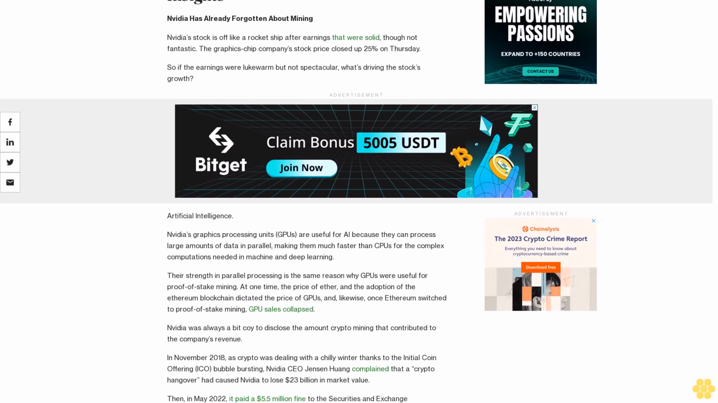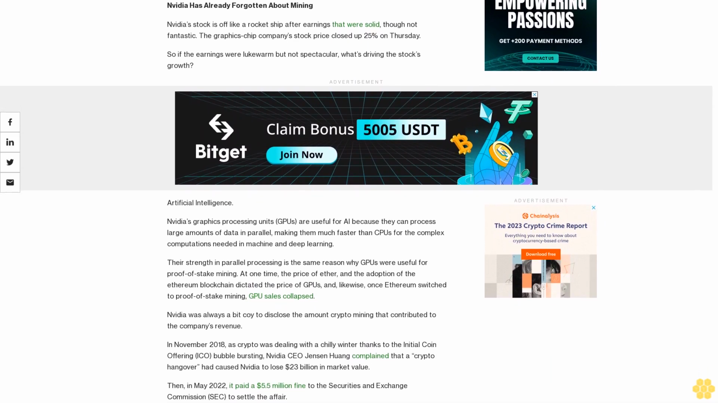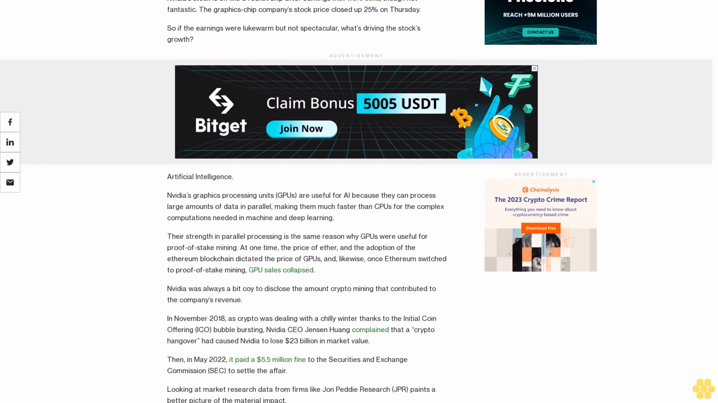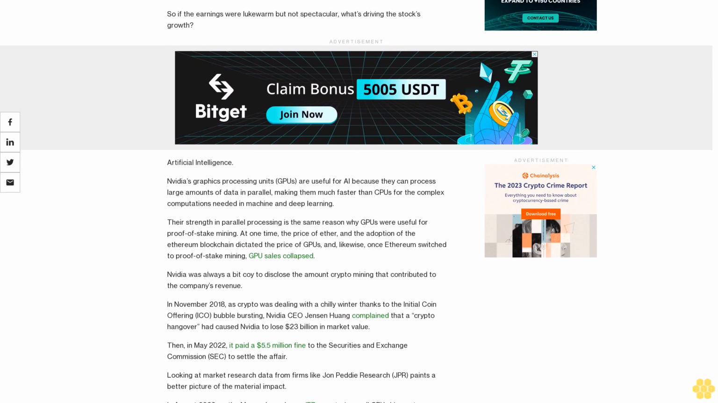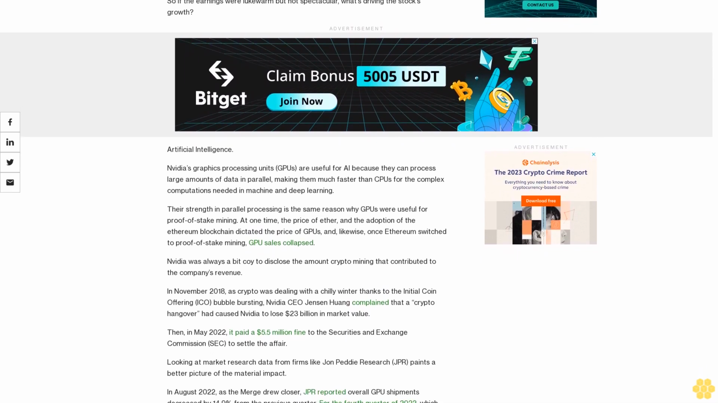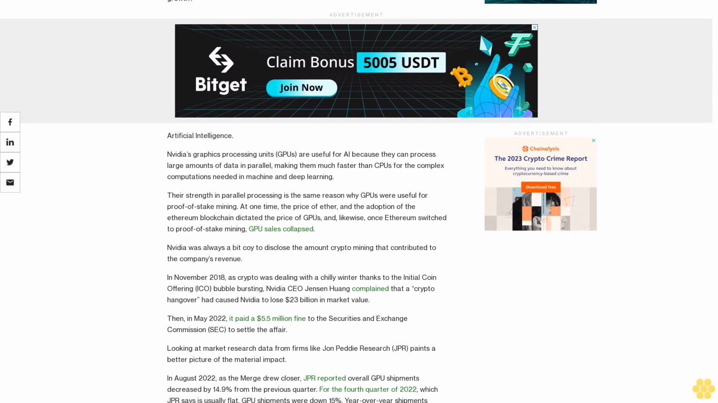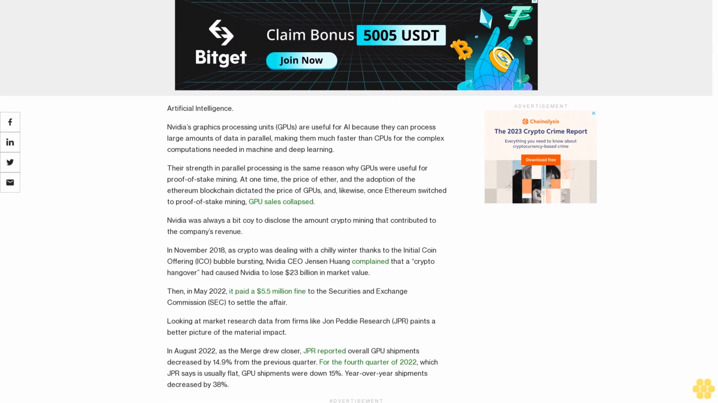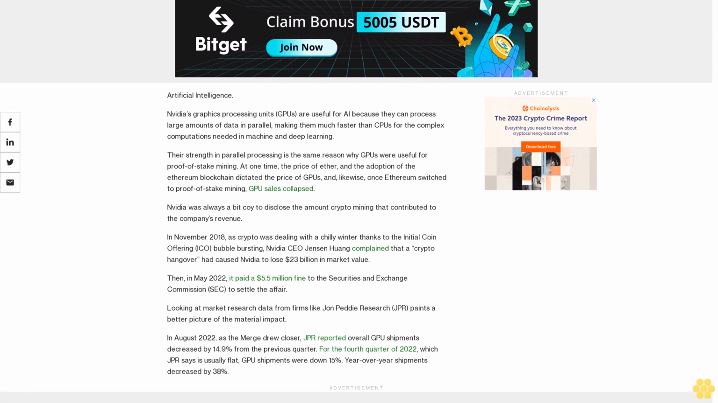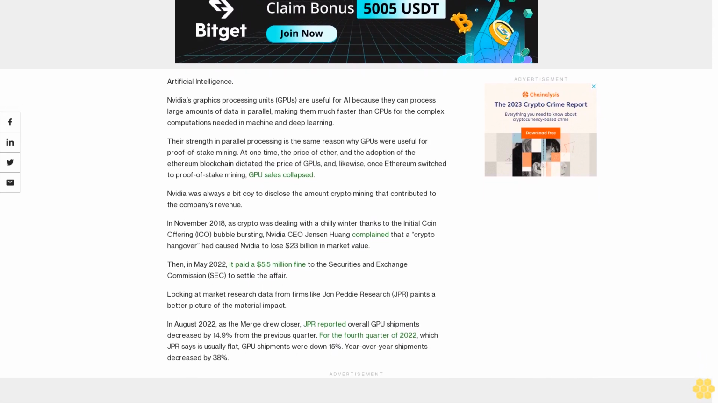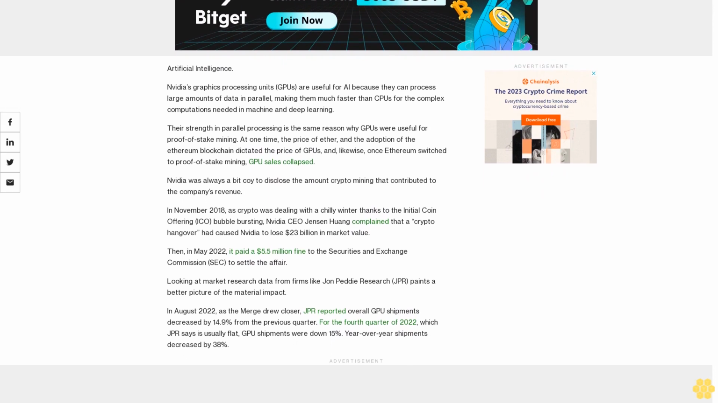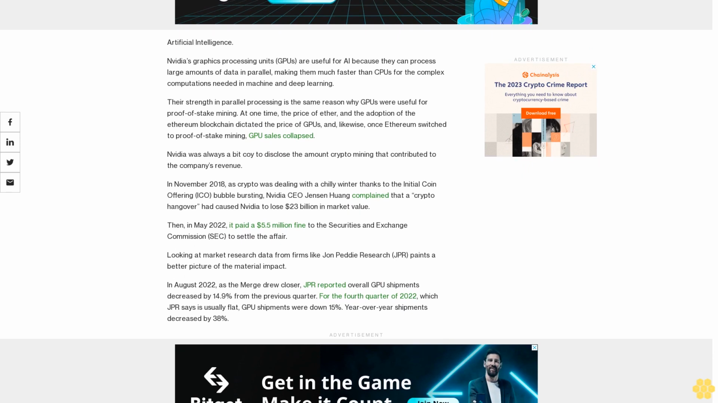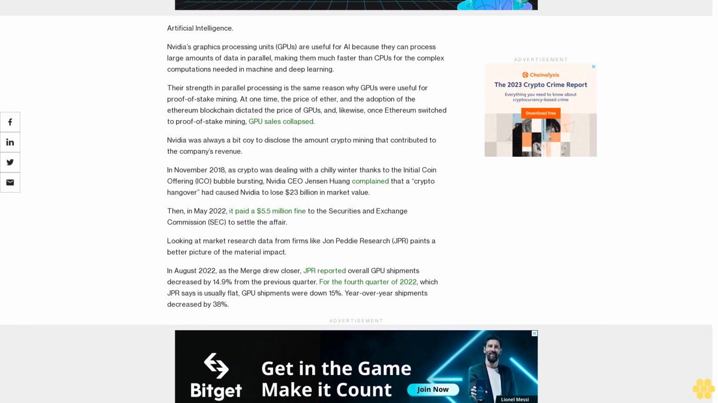Nvidia was always a bit coy to disclose how much crypto mining contributed to the company's revenue. In November 2018, as crypto was dealing with a chilly winter thanks to the initial coin offering, ICO, bubble bursting, Nvidia CEO Jensen Huang complained that a crypto hangover had caused Nvidia to lose $23 billion in market value. Then, in May 2022, it paid a $5.5 million fine to the Securities and Exchange Commission, SEC, to settle the affair.